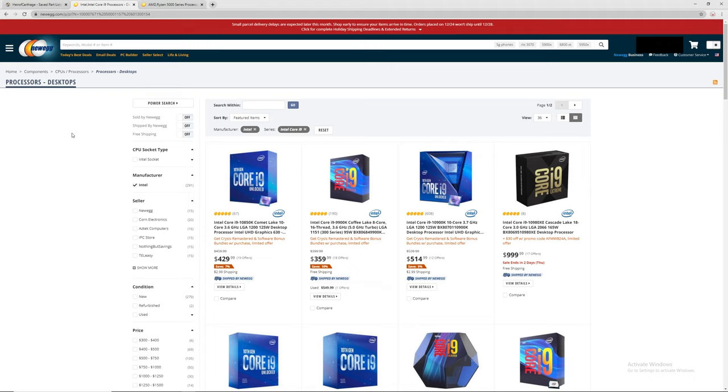So the number of cores is kind of like the number of lanes on a highway. The more cores a processor has, the more things it can do simultaneously, assuming that the software you're running will take advantage of all those cores. And games do nowadays, but not entirely, so just bear that in mind. The number of cores is like the number of lanes in a highway.